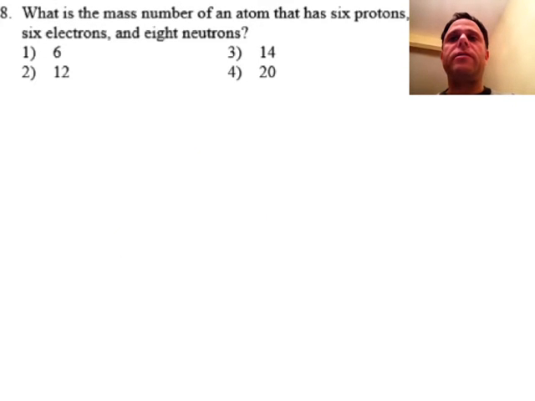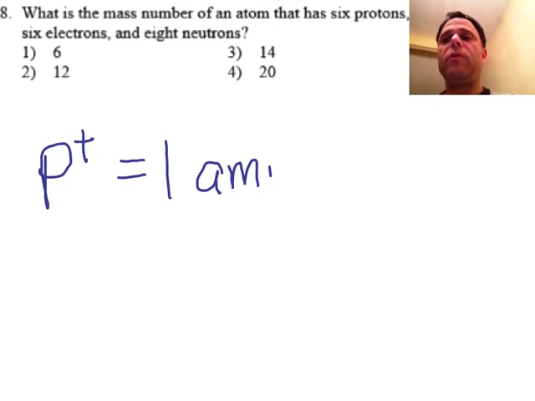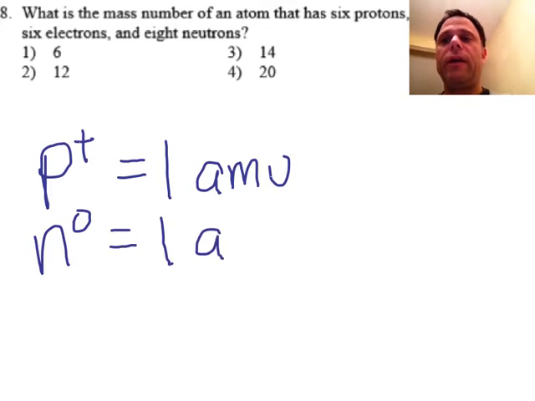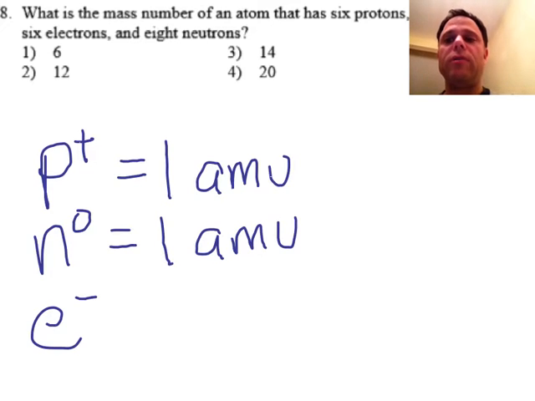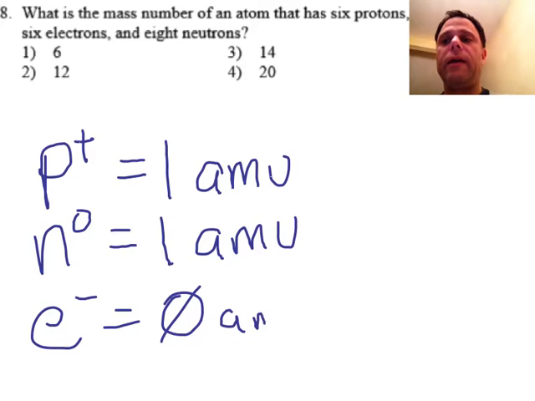Alright, so number 8, almost done. What is the mass number of an atom that has 6 protons, 6 electrons, and 8 neutrons? Well, let me draw this out for you, and then you tell me. Well, protons have 1 AMU, that's atomic mass unit. Neutrons are equivalent to 1 AMU, and electrons are equivalent to 0 AMU. There's really a tiny bit of a mass, but it's so small for our concerns, we ignore it. Alright, so give it a shot. I'll pause just for a moment.